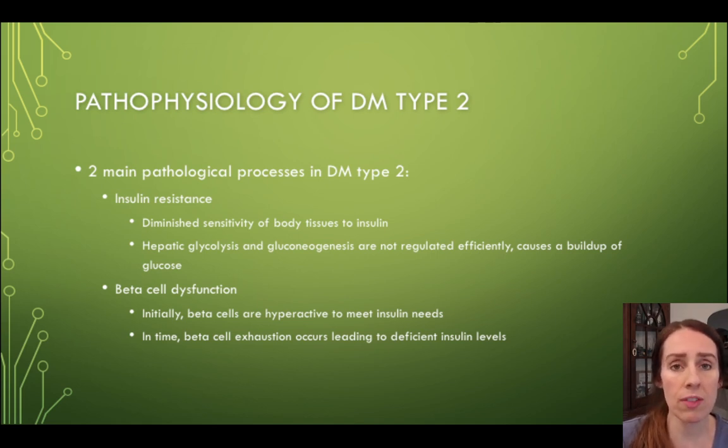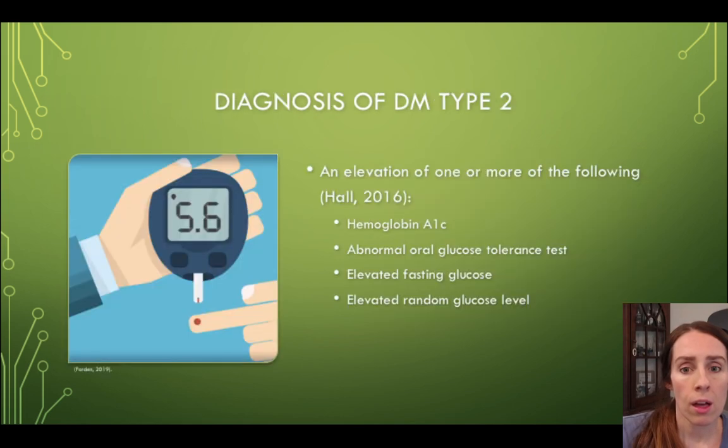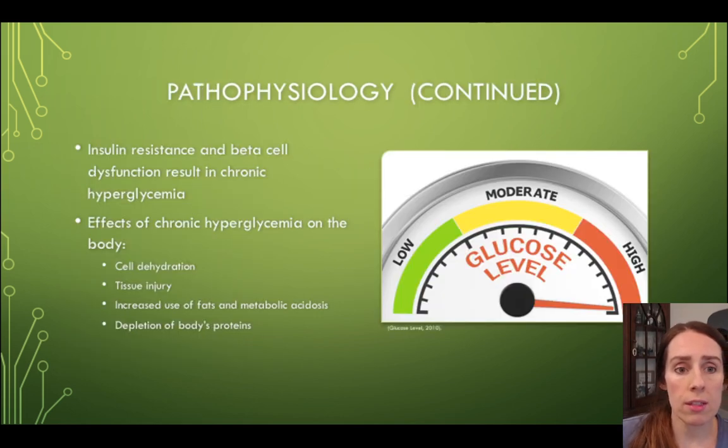The 2nd type of dysfunction would be beta cell dysfunction. When you have chronically lots of glucose in your bloodstream, the beta cells secrete lots and lots of insulin to help keep up with the amount that's in the blood. And after a while, they become exhausted, they get tired, and this can lead to deficient insulin levels. Insulin resistance and beta cell dysfunction can result in chronic hyperglycemia.